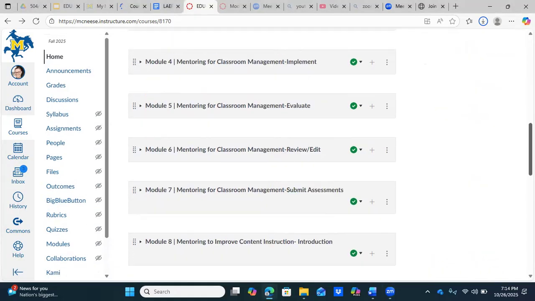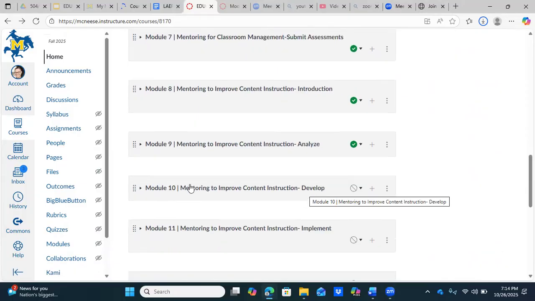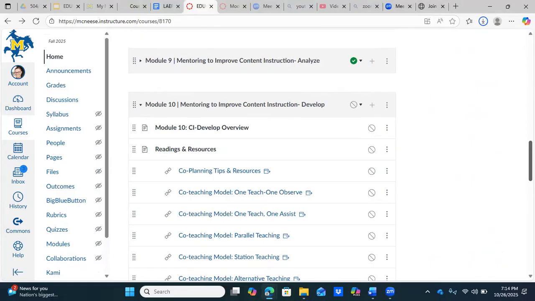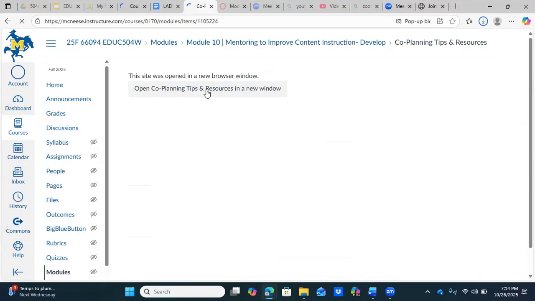Welcome to Module 10, which is the development section of mentoring to improve content instruction. This is our second portfolio that we're working on right here. Please notice that we are about to jump into the overview, but I also want to let you know that the readings and resources this week include some co-planning tips and resources.